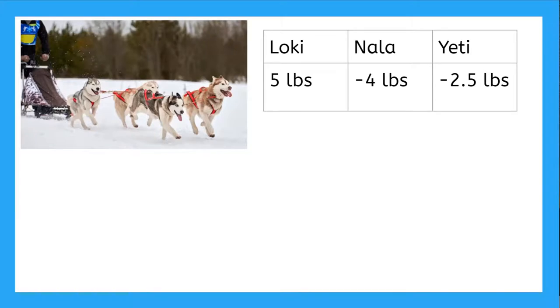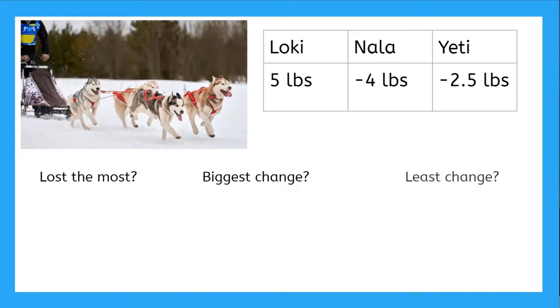Now, using this data, we want to answer three questions. Who lost the most? Who had the biggest weight change? And who had the least, or the smallest, weight change? So the first one, which pup lost the most? This means which dog lost the most weight. So we are looking for a number that is the farthest from zero in what direction? Well, lost usually means subtract or negative, right?